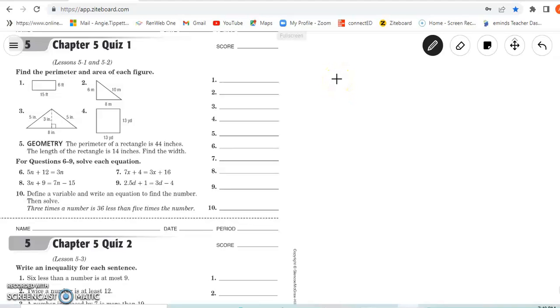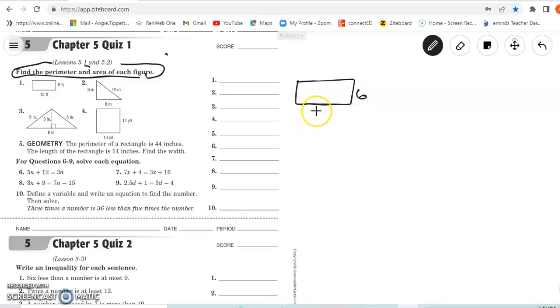So we're going to start out with number 1. We're going to find the perimeter and area of each figure. Notice it says over here to find the perimeter and area of each figure. That's instructions that you're supposed to read. So those are pretty important. Some of you are finding the perimeter and not the area. So make sure you're paying attention to that. And I'm going to draw our picture a little bigger so that we can see it together.